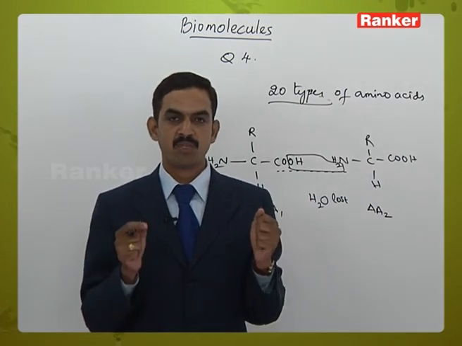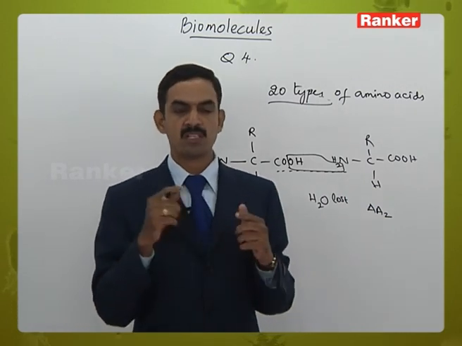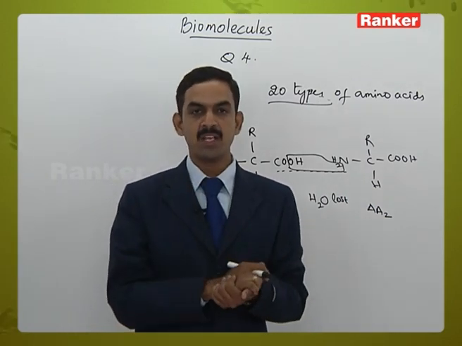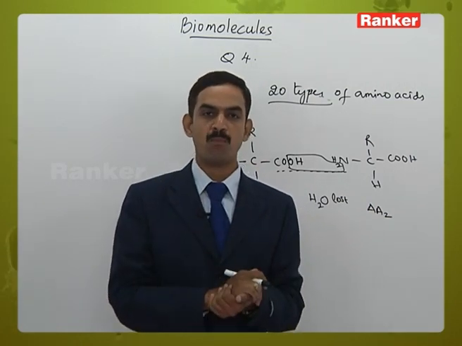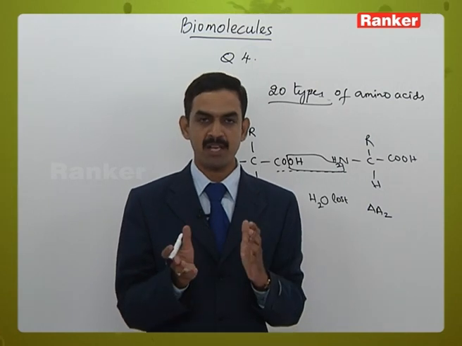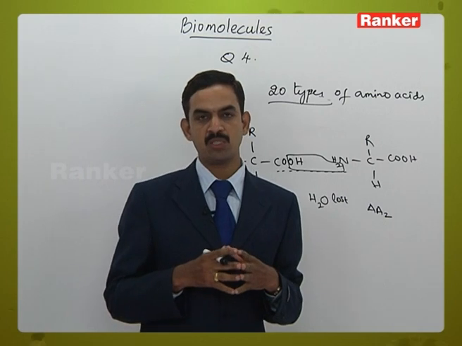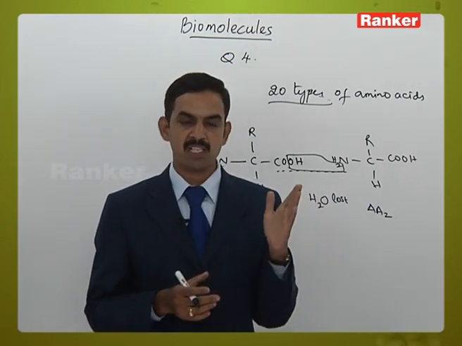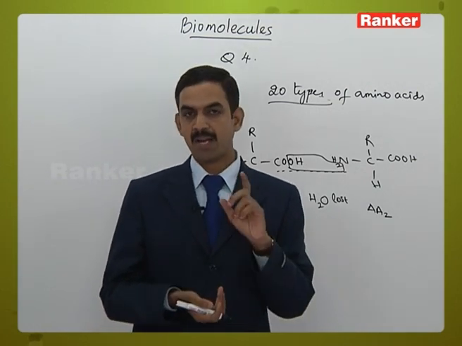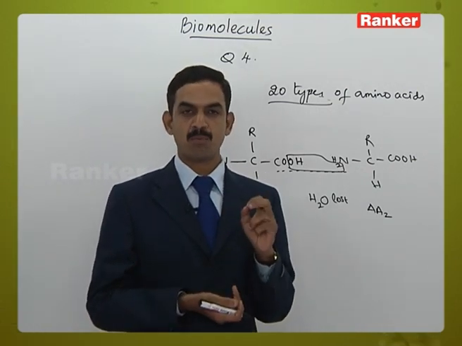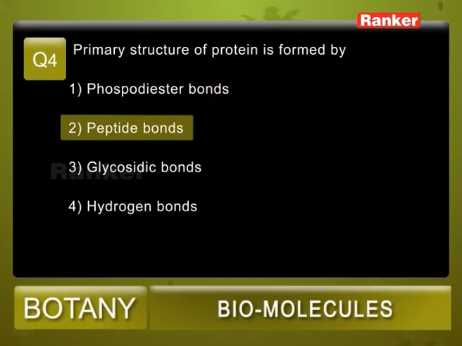Primary means the protein chain without any helices. Secondary means it forms a helical structure. Tertiary means the coiling is overlapping one above the other. Quaternary means chains of proteins will be overlapping one above the other. That is the difference between the primary, secondary, tertiary, and quaternary structures. In the primary structure, the structure is stabilized by the formation of peptide bonds. So question number 4, the correct answer is 2.